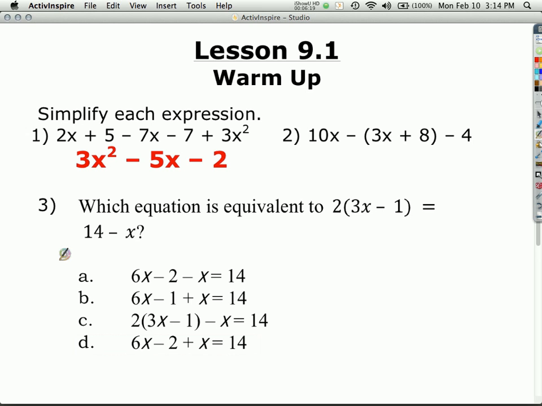Number two, what did we get? Start with Brandon, Hezekiah, and then Kayla. 7x minus 12. Okay? 7x plus. Okay? 7x minus 12. Okay. The correct answer is 7x minus 12.